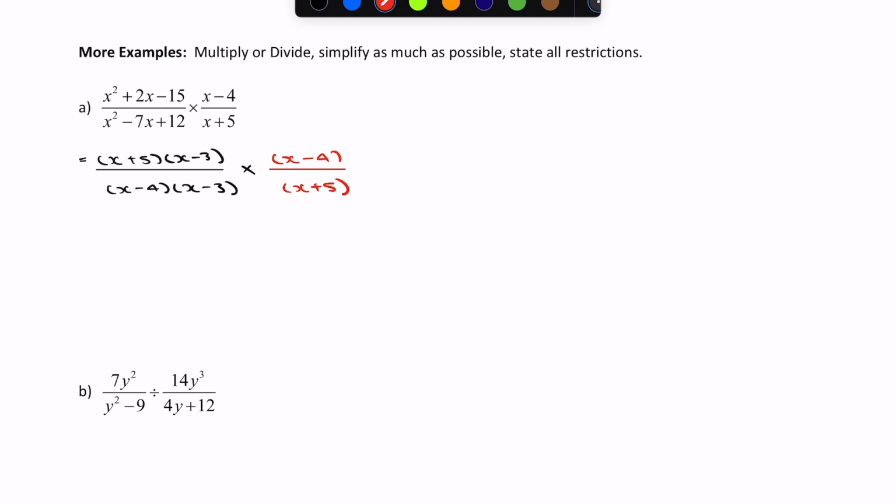So here we can state our restrictions. x cannot be equal to 4, 3, and -5 here. And we can start canceling some things out. So here, we see that x plus 5 cancels out, x minus 3 will cancel out, and x minus 4 will cancel out. So for this expression, the answer is equal to 1.